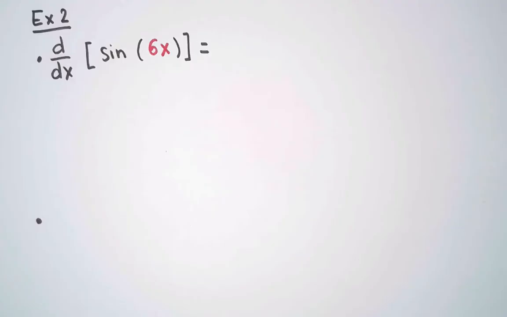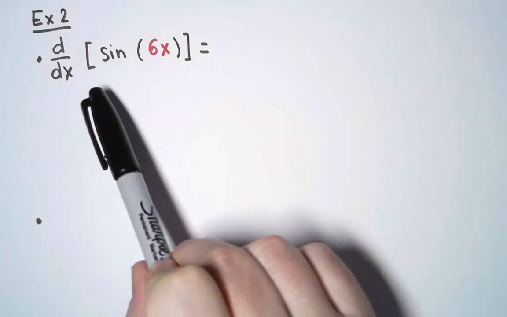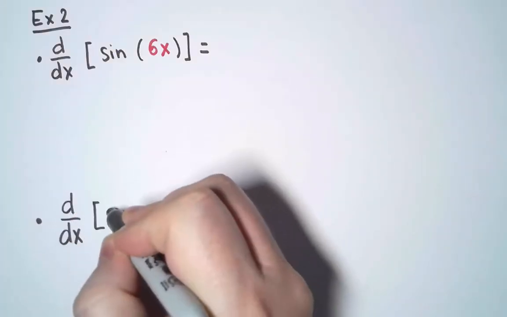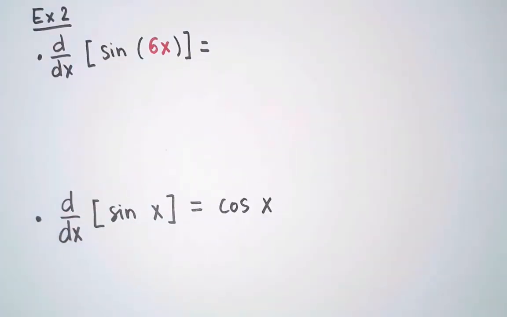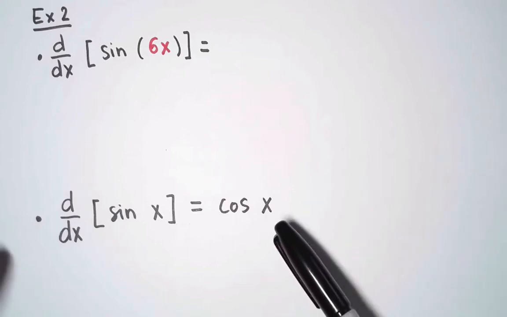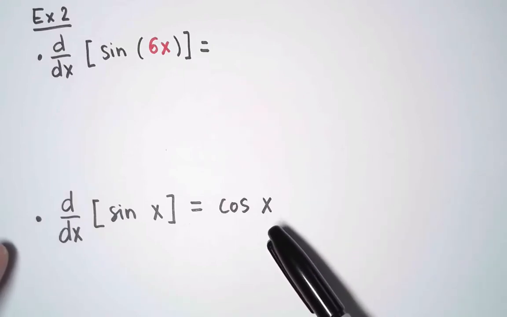For my second example, I want to take the derivative of sine of 6x with respect to x. The derivative of sine of x with respect to x is cosine of x. Side comment: at this point in the sequence of videos, I have not studied derivatives of trigonometric functions yet. Perhaps you already knew this identity. If you didn't, just accept it for now. I will justify it soon.